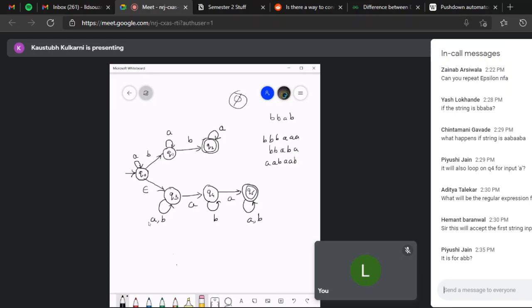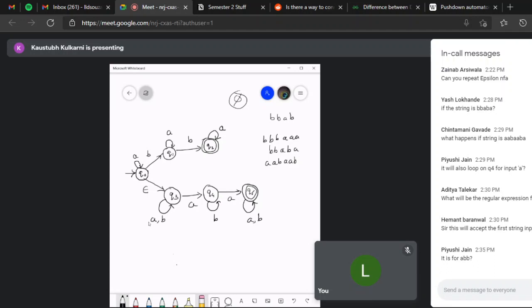Yes, but it can also take this epsilon transition and go to Q3. So this is an equivalent thing. Yeah, correct, Piyushi. So if the string starts with A, it has to take this upper branch. It cannot take this lower branch. Then this will be required.